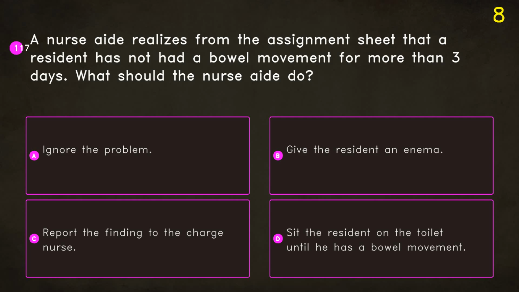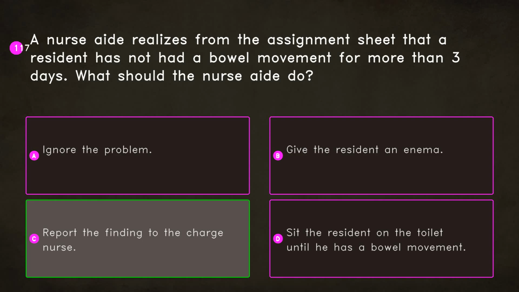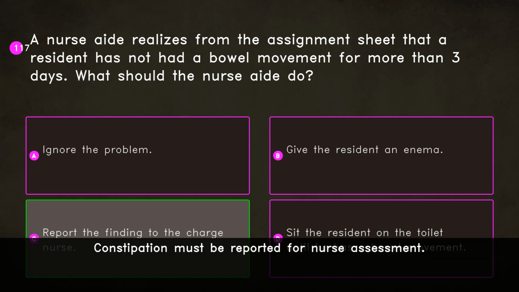A. Ignore the problem. B. Give the resident an enema. C. Report the finding to the charge nurse. D. Sit the resident on the toilet until he has a bowel movement. The correct answer is report the finding to the charge nurse. Constipation must be reported for nurse assessment.